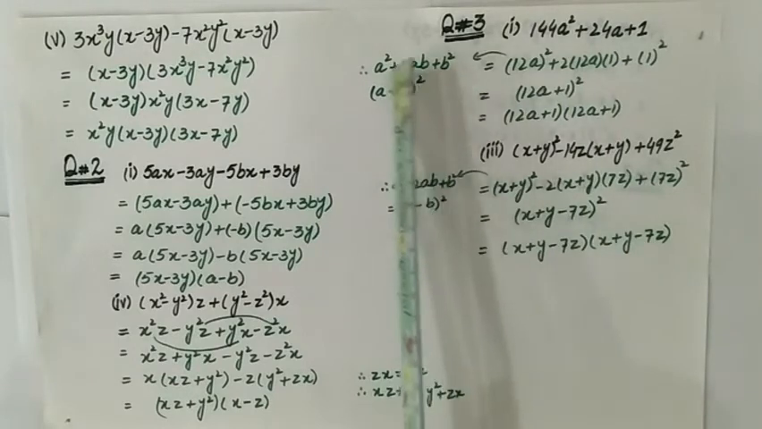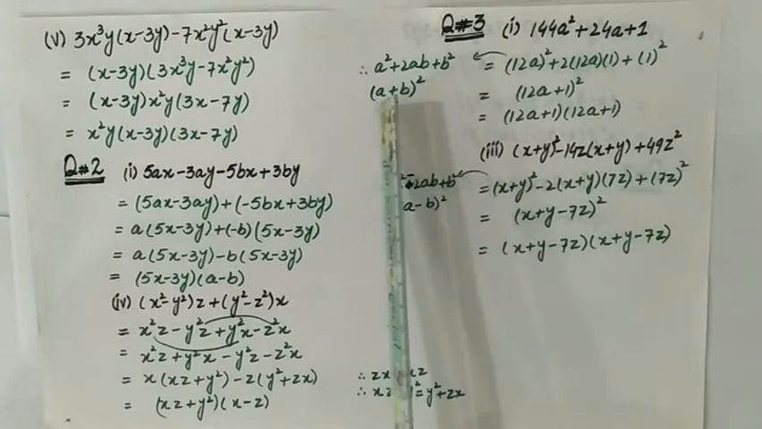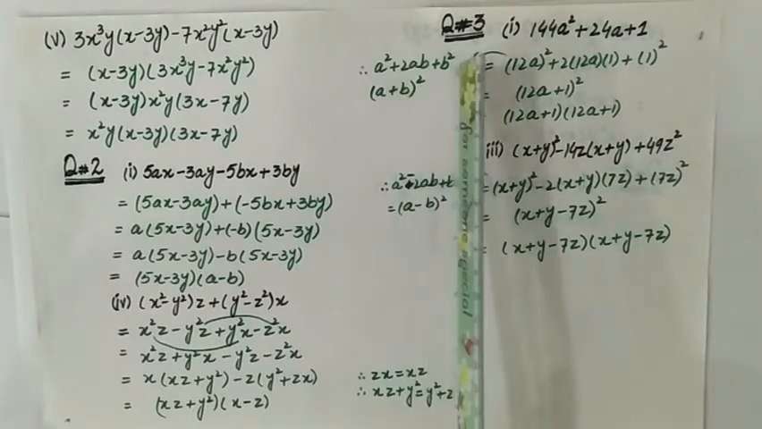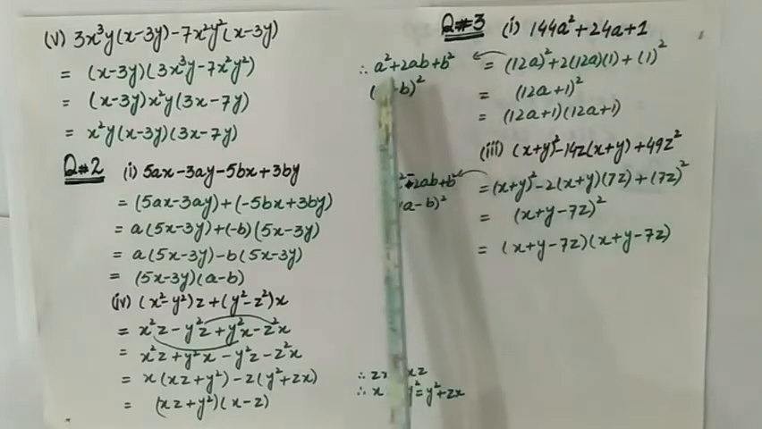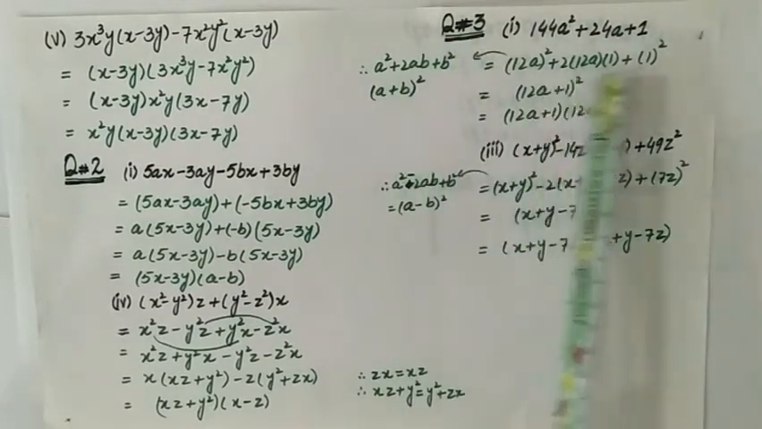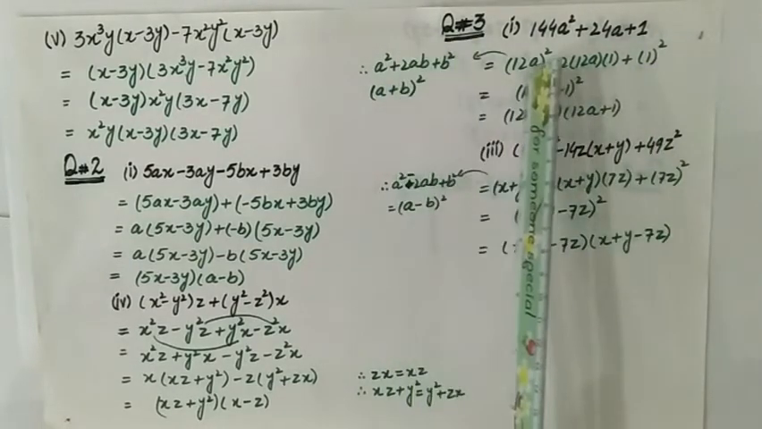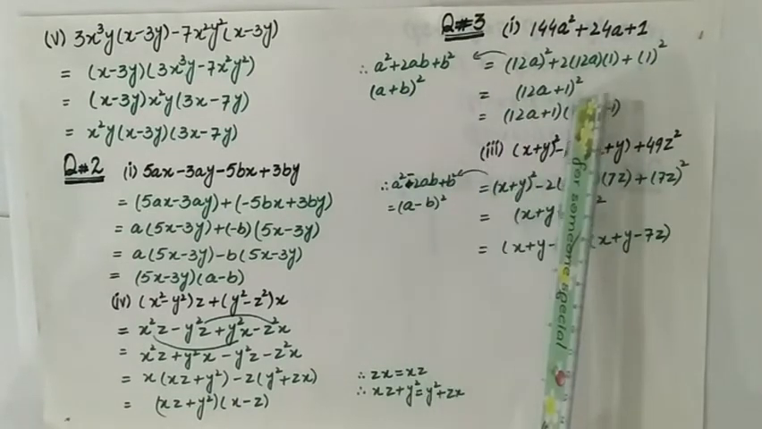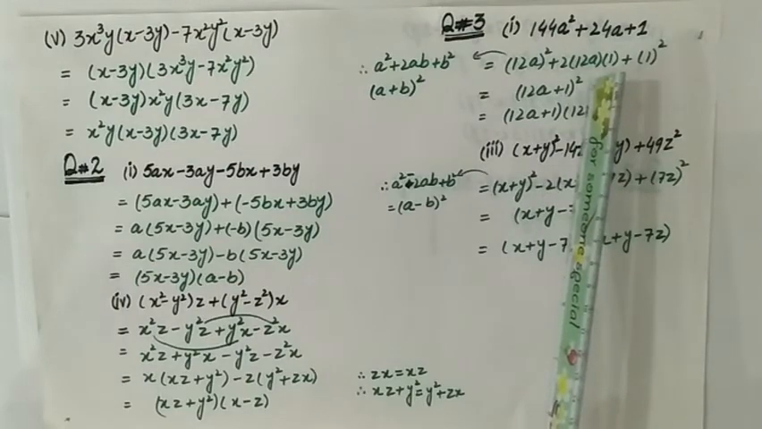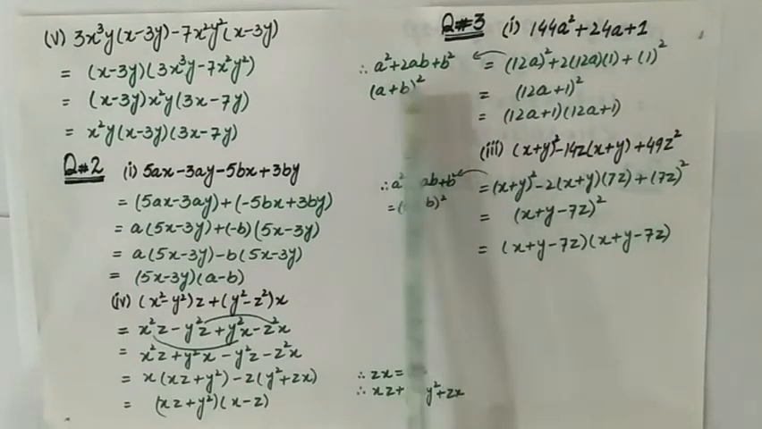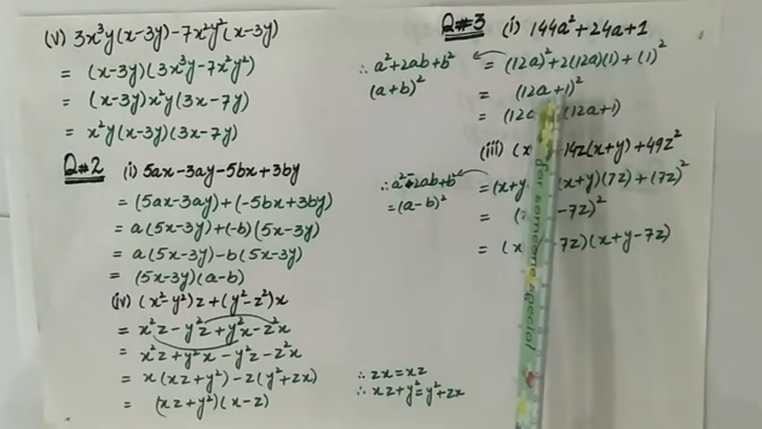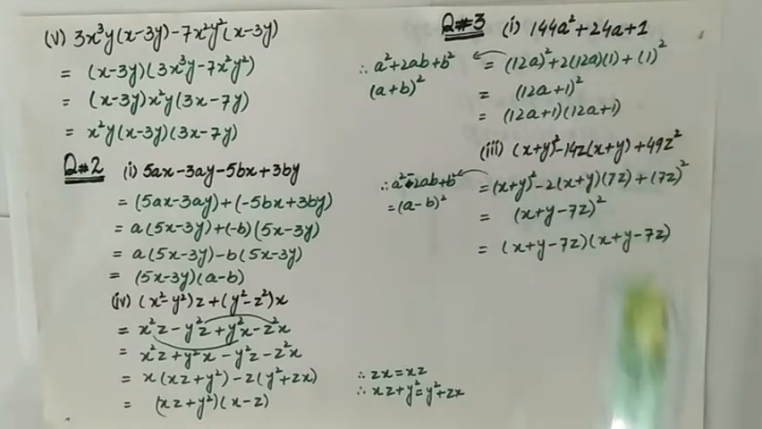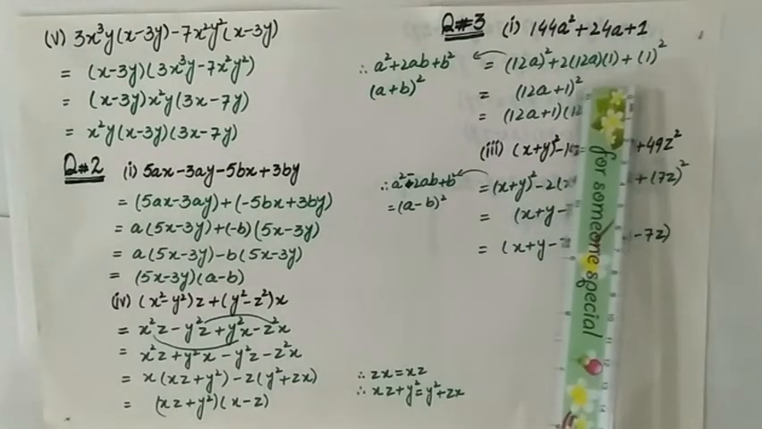According to this formula, a square plus 2ab plus b square is equal to a plus b whole square, because here is the positive sign. So by using this formula, we will close this. This is a, 12a, and this is b, 1, so 12a plus 1 whole square. The power 2 shows that we will open it as 12a plus 1, 12a plus 1, in the form of two factors of 12a plus 1 because of the power 2.